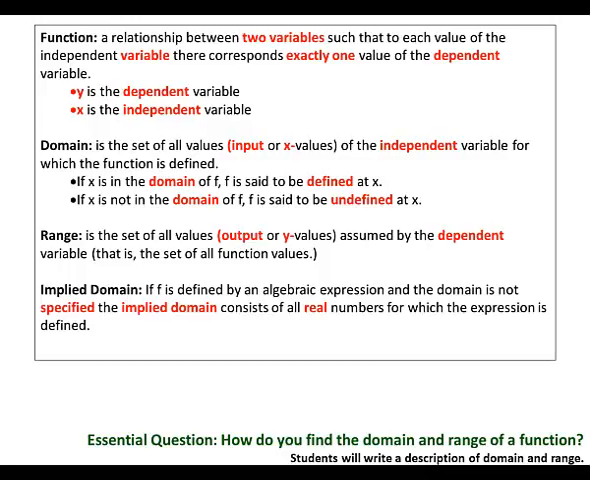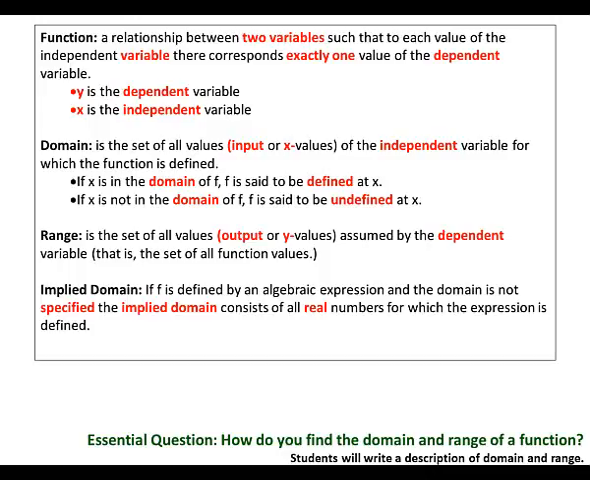Okay, I'm going to start talking about it. So, a function is a relationship between two variables such that each value of the independent variable corresponds to exactly one value of the dependent variable. What that means is that for every x, there is one and only one y, and that makes it a function. If there's more than one y, it's not a function. Okay, and we're going to go through some examples and some pictures to show you some of those things. Okay, y is the dependent variable, x is the independent variable.